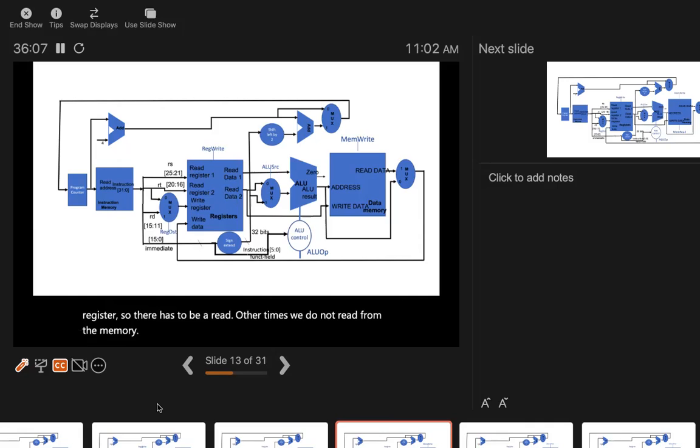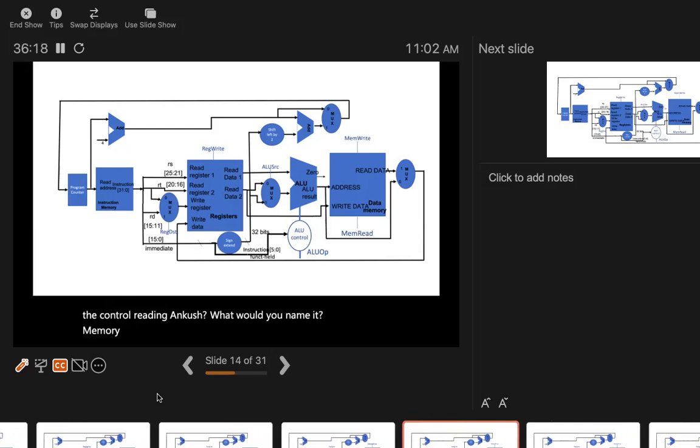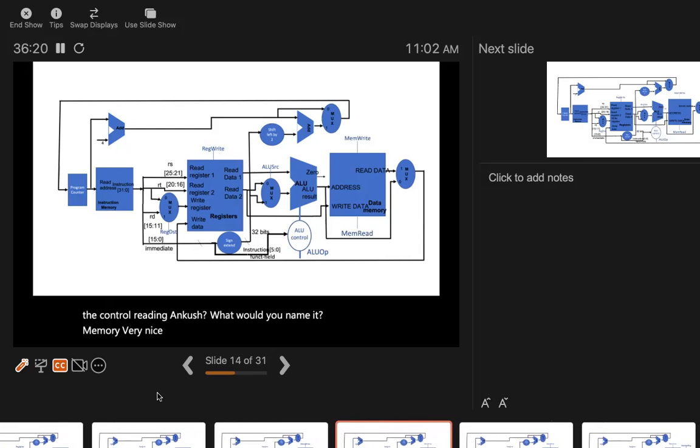To control writing, we have used the signal memWrite. What about to control reading? Ankush, what would you name it? MemRead. Very nice. Excellent. So the control signal that you will require is MemRead.